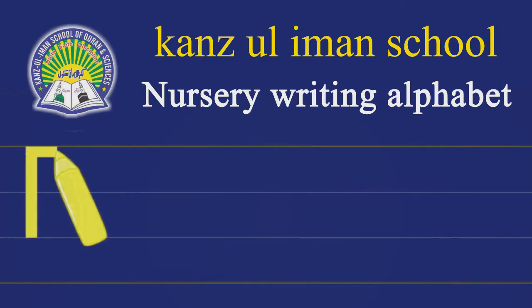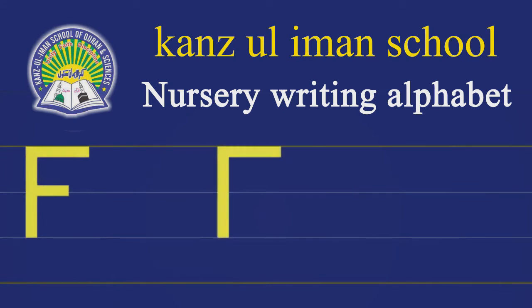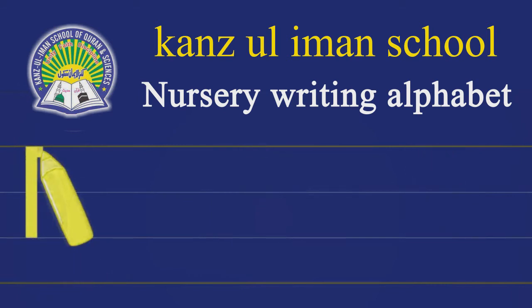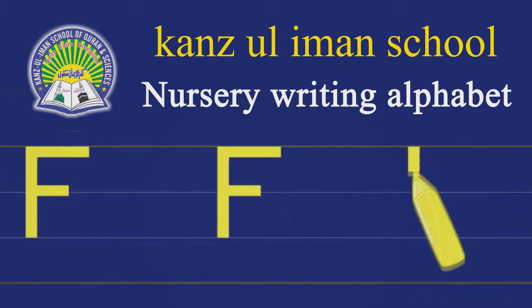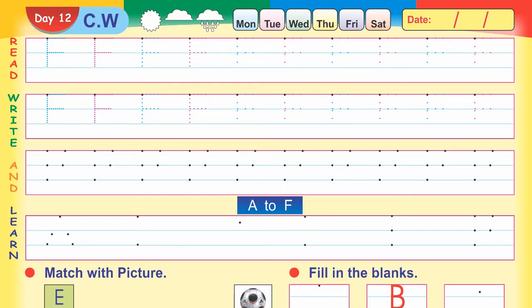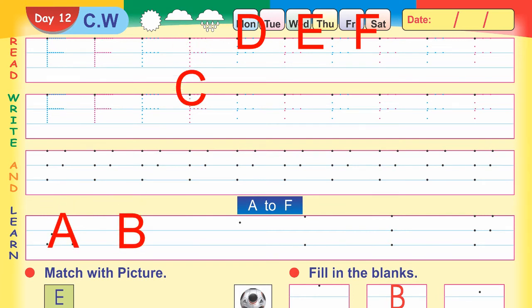Now we will write F. One standing line, one big sleeping line, one small sleeping line makes F. Here you have to write A, B, C, D, E, F.